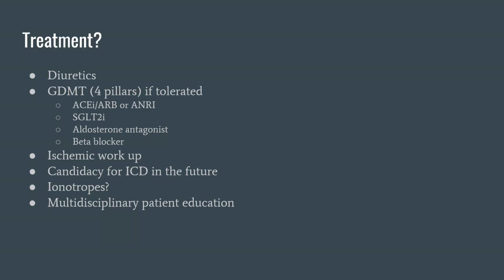I would do an ischemic workup on this patient because of the segmental wall motion abnormalities and the MR. Candidacy for an ICD in the future, like we talked about, we're going to make sure they're on optimal medical therapy, wait 3 months, give the heart a chance to recover, and then reevaluate for ICD if their EF doesn't get better. Do they need inotropes? This guy looks okay with his blood pressure. And a multidisciplinary patient approach.